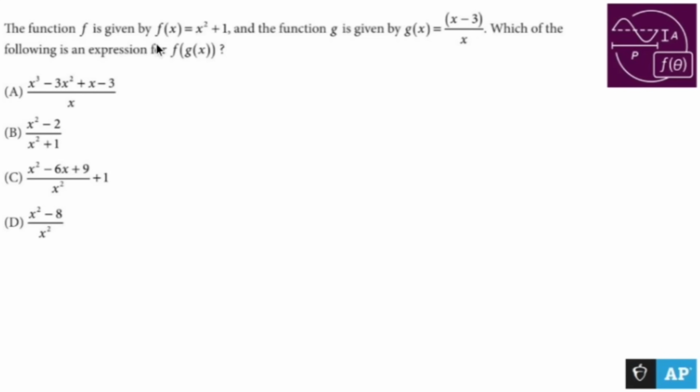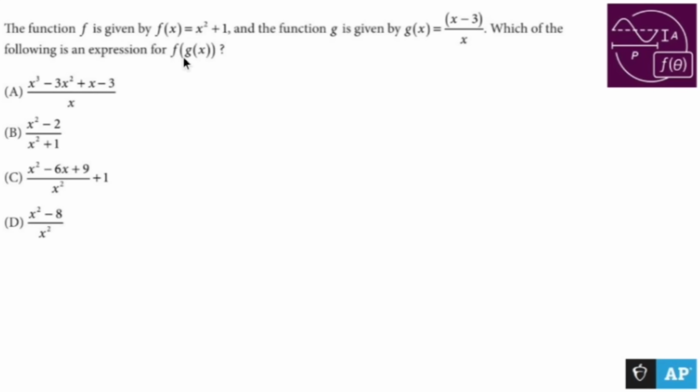The function f is given by f of x equals x squared plus 1, and the function g is given by g of x equals x minus 3 over x. Which of the following expressions is f of g of x? All right, so this is a typical composite problem that you may have seen in Algebra 2 if you got this far.